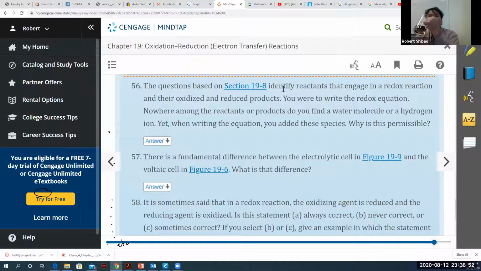Questions based on 19.8: identify reactants that engage in a redox reaction and their oxidized and reduced products. You were to write the redox equation. Nowhere among the reactants or products do you find a water molecule or a hydrogen ion, yet when writing the equation you added these species. Why is this permissible?